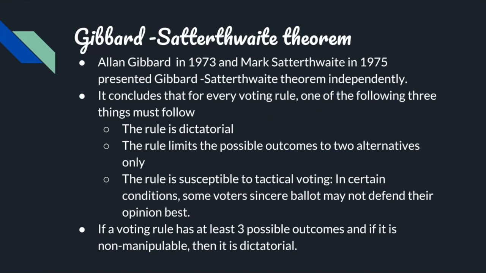Allan Gibbard in 1973 and Mark Satterthwaite in 1975 presented the Gibbard-Satterthwaite theorem independently. It concludes that for every voting rule, one of the following three things must follow. The first is that the rule is dictatorial, the second is that the rule limits the possible outcomes to two alternatives only, and the third is that the rule is susceptible to tactical voting. In certain conditions, some voters' sincere ballot may not defend their opinion best. If a voting rule has at least three possible outcomes and is non-manipulable, then it is dictatorial.